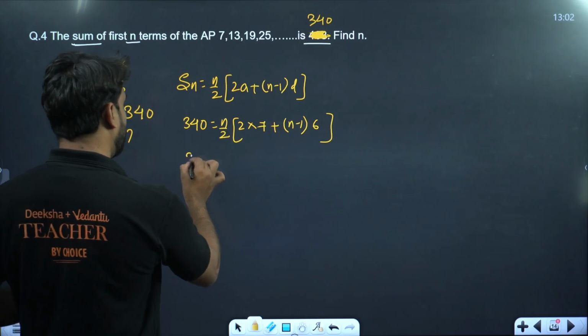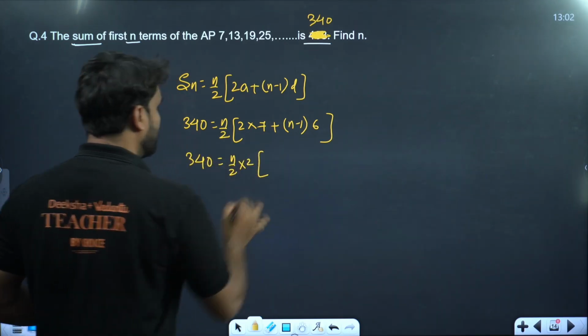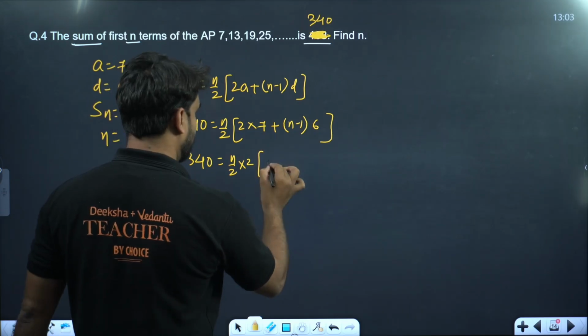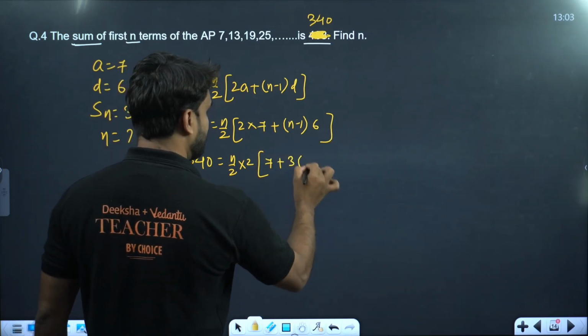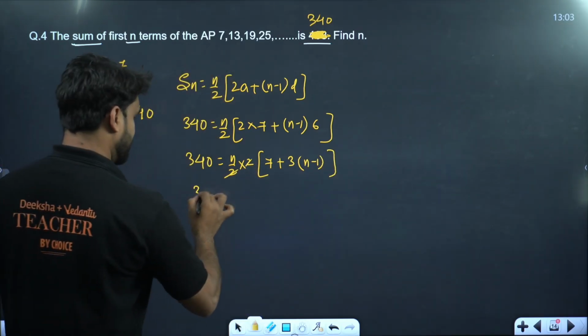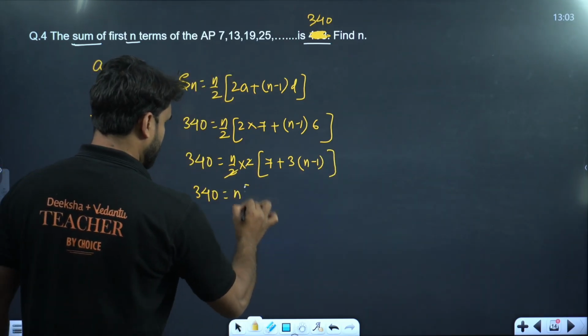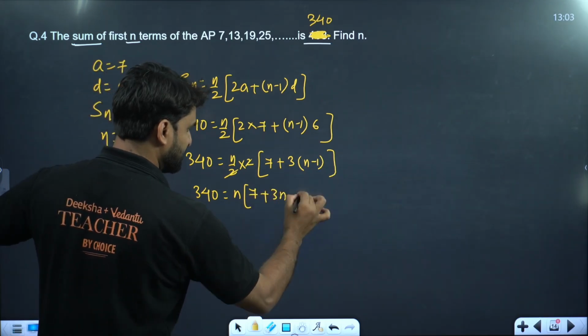So 2 will come out, so 340 is equal to n by 2, and we can write 2 outside, so this will become here 7 plus, and we have taken 2 as common, so this will be 3 into (n minus 1). So 2 cancel. So 340 is equal to n. Now please open the bracket. So this is 7 plus 3n minus 3.